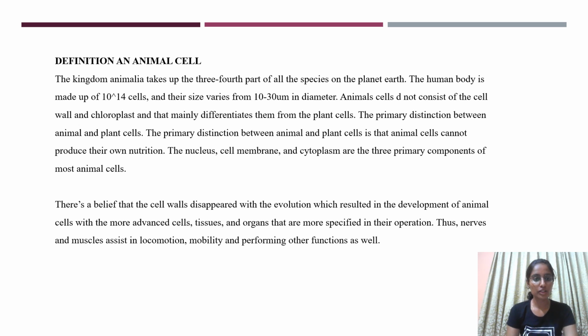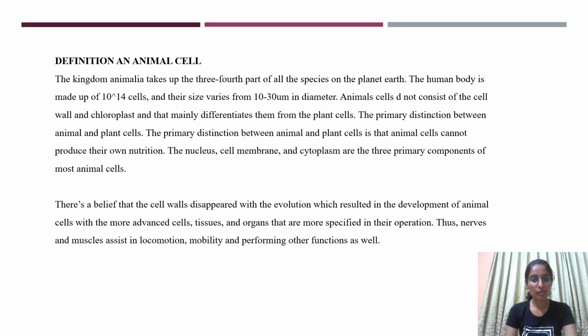Now let us see what is animal cell. The kingdom Animalia takes up the 3/4 part of all the species on the planet Earth. The human body is made up of 10 power 14 cells and their size varies from 10 to 30 micrometer in diameter. Animal cells do not consist of the cell wall and chloroplast, and that mainly differentiates them from the plant cells. The primary distinction between animal and plant cell is that animal cells cannot produce their own nutrition.